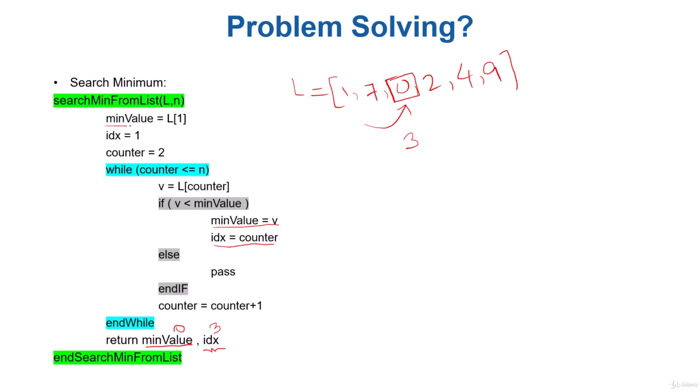You consider the very first value as the minimum value and the very first position as the position of the minimum value, and then traverse the list element by element and see if you find any value that is smaller than the minimum value so far. If that is found, then replace your minimum value with the new minimum value and update your position number, and then keep on moving till the end of the list. That's the concept behind this algorithm for searching the minimum from the list. And to traverse the list, we use this while loop.